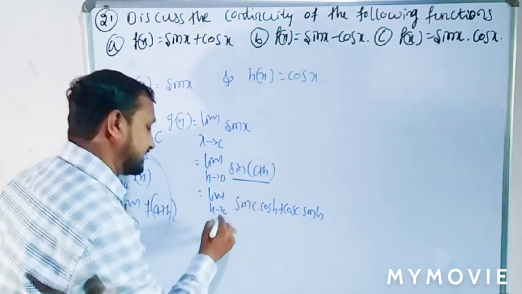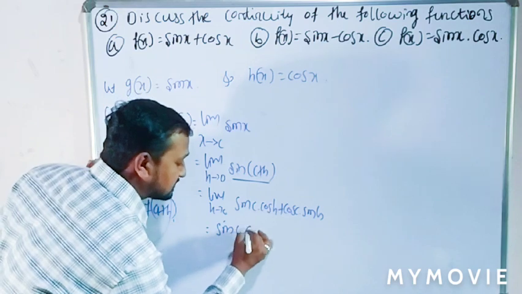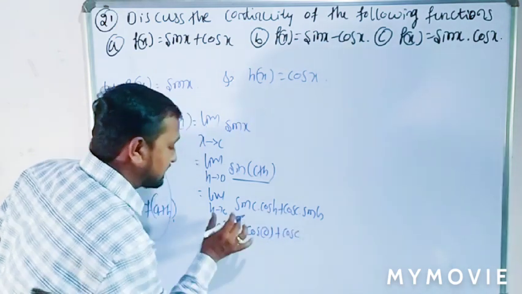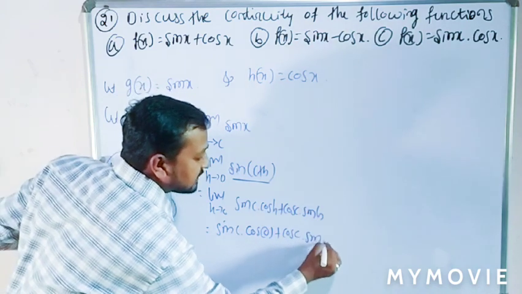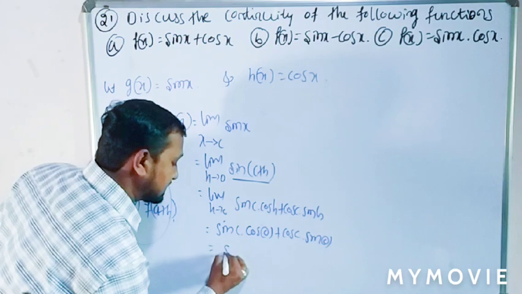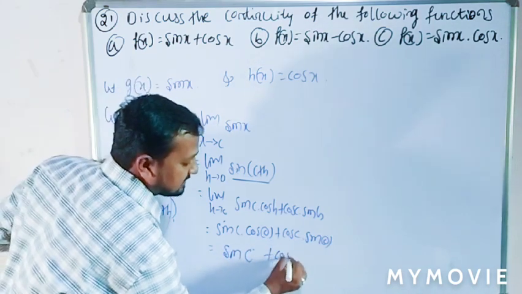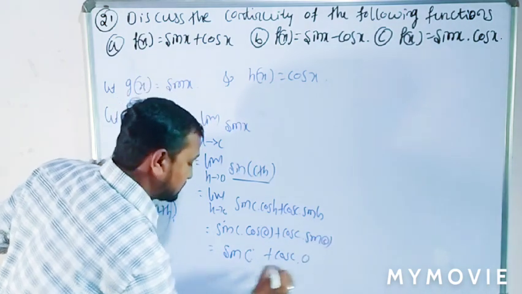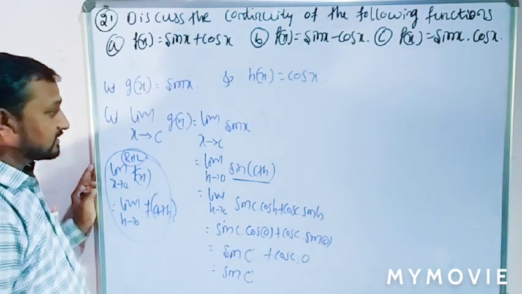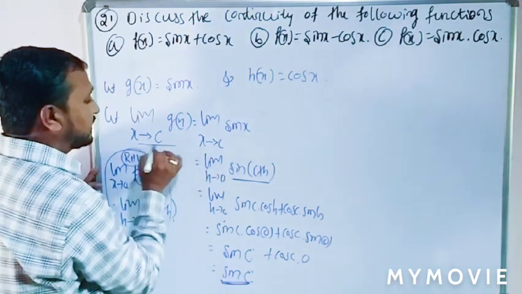So then apply the limit. That is equal to sin c as it is, keep cos h as h tends to 0, which is cos 0, plus cos c as it is, and sin h as h tends to 0, which is sin 0. Already we know the value of cos 0 is 1, so this is sin c. Then cos c stays as it is, and the value of sin 0 is 0. So this is equal to sin c. Is that clear? So this is your constant function, and this is your limit function.